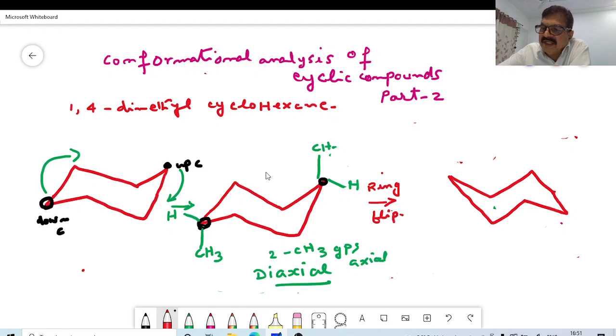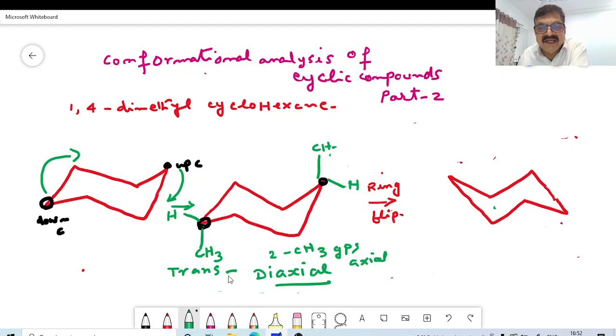Now the next step will be adding the substituents there. So how will you add the substituents? Ring flipping converts axial bonds to equatorial bonds, and equatorial bonds will be converted into axial bonds. That is the thing in ring flipping. And now the diaxial methyl groups here: this is the trans conformation. The easiest trans conformation is this one, trans 1,4-dimethyl cyclohexane.